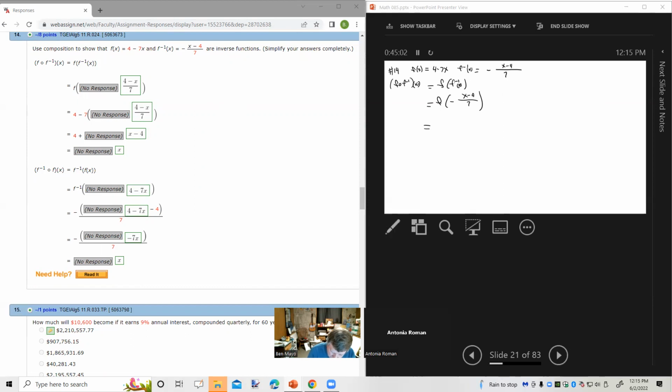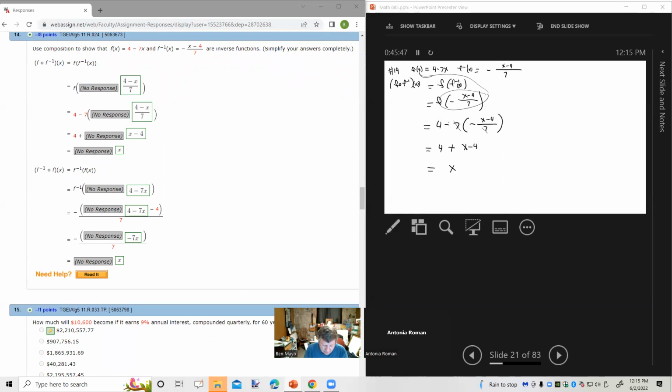That's equal to, what are we going to do? We're going to take that and put it up there. So that's equal to 4 minus 7 times the quantity negative x minus 4 over 7, which is equal to 4. Now let's see, what could I do here? The 7s could cross out and the minus times minus is plus, x minus 4, which is equal to x.